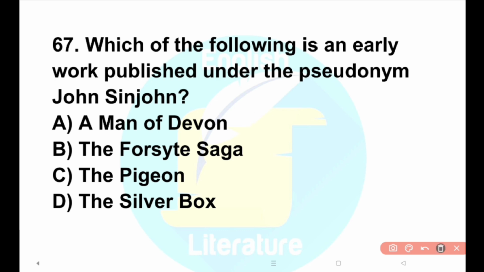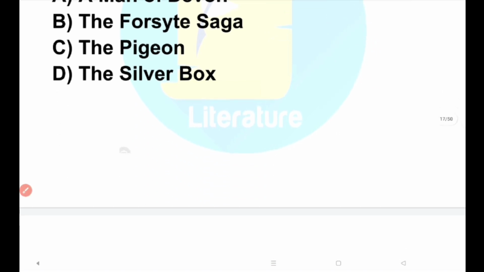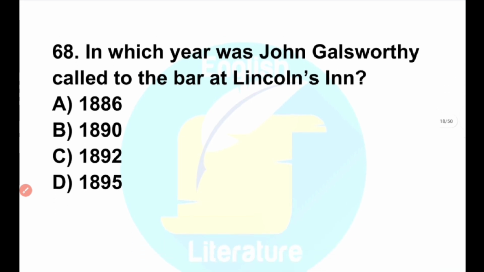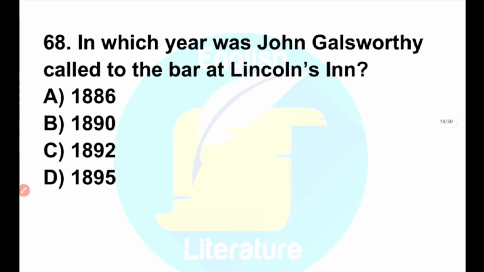Next, in which year was John Galsworthy called to the bar at Lincoln's Inn? Option B, 1890. Galsworthy was called to the bar at Lincoln's Inn in 1890 after completing his law studies at Oxford.